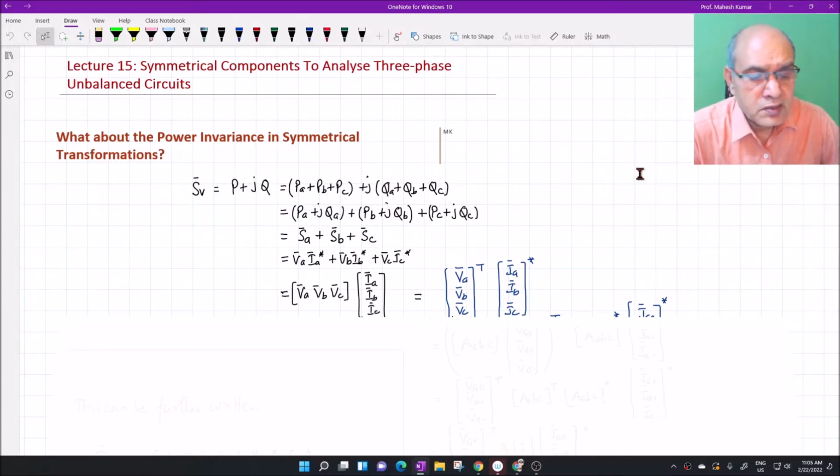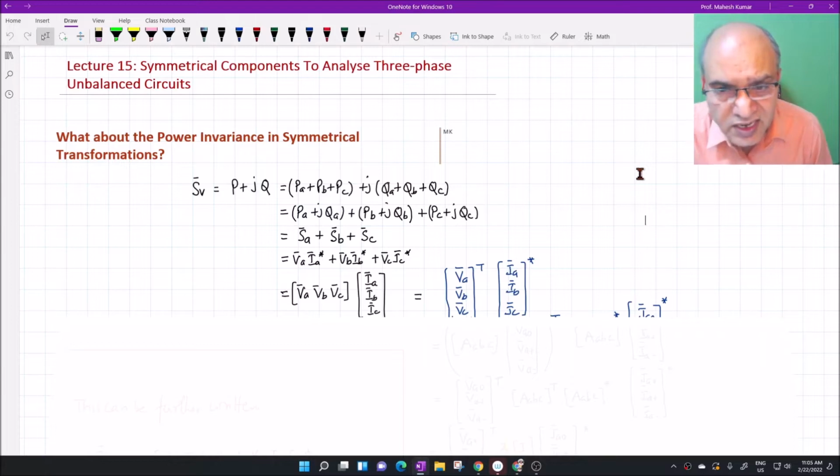In general, the power remains constant, the energy remains constant, when you transform the variables from one set of axes notation to another set of axes. So we have seen that when we transformed ABC into alpha beta, the power was constant, and now when we transform ABC into positive, negative and zero sequence components, power will remain constant. We can prove it by this derivation.